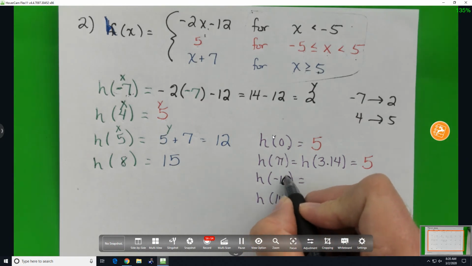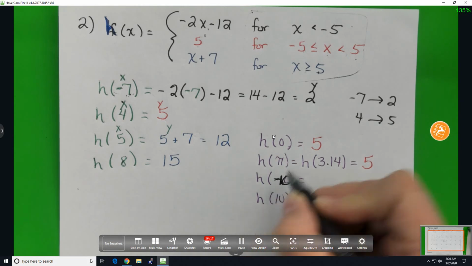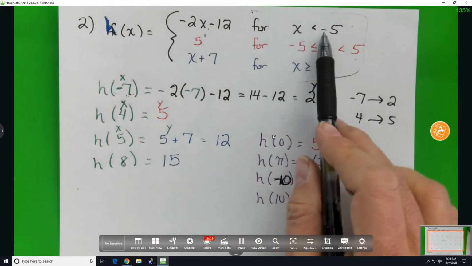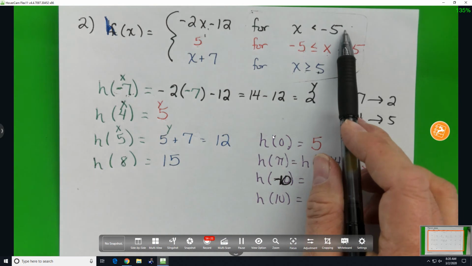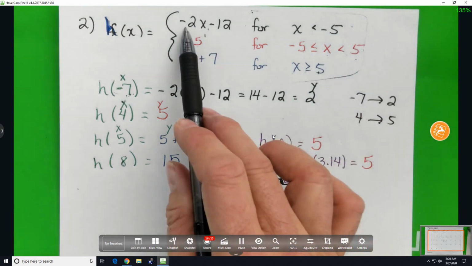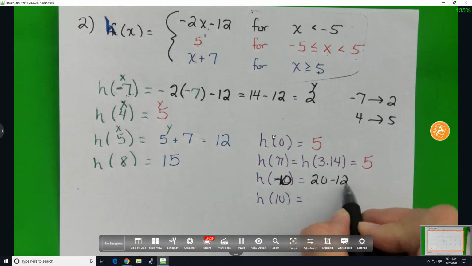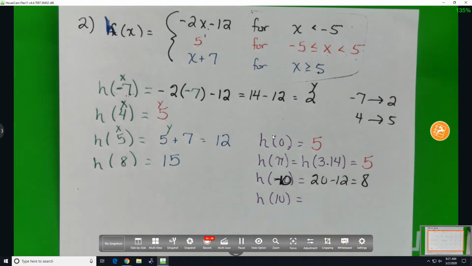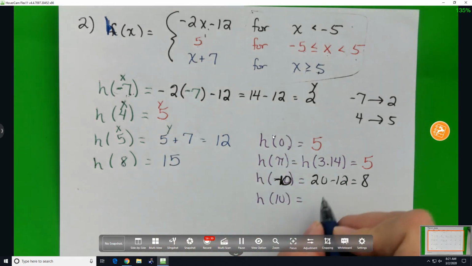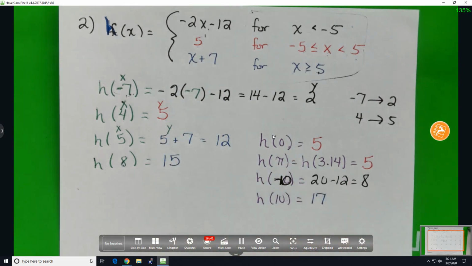Okay, good. H of negative 10, you would plug in up here, and the first one, negative 10 is less than negative 5. So negative 2 times negative 10, that would be a 20, minus 12 is 8. And what about the last one? H of positive 10, which one would we plug into? The blue one. 10 plus 7, 17. Is it clear how I'm deciding which of these to plug into? Okay.